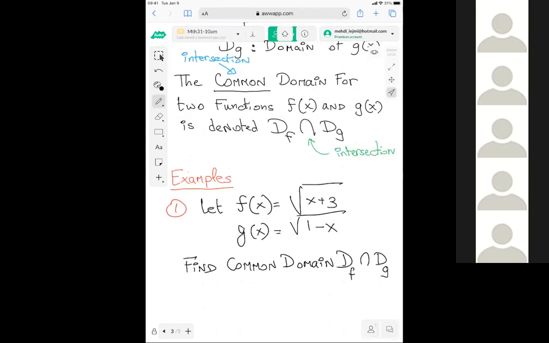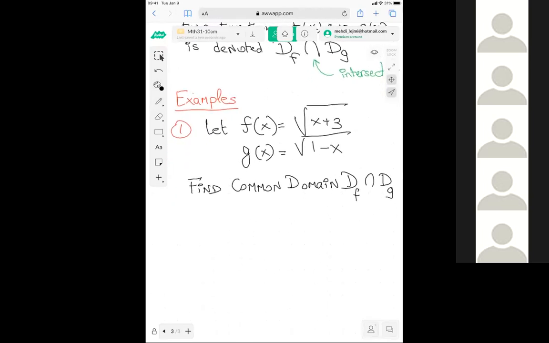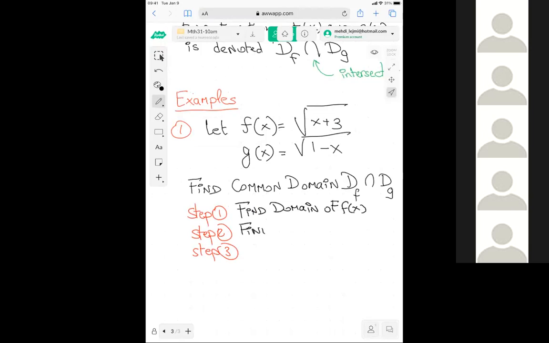Right, so to find this common domain, there are basically three steps. In step one, you need to find the domain of f. In step two, you need to find the domain of g. Then in the last step, you need to find the intersection, Df intersected with Dg, the intersection domain or the common domain, right? So let's try to follow these steps.